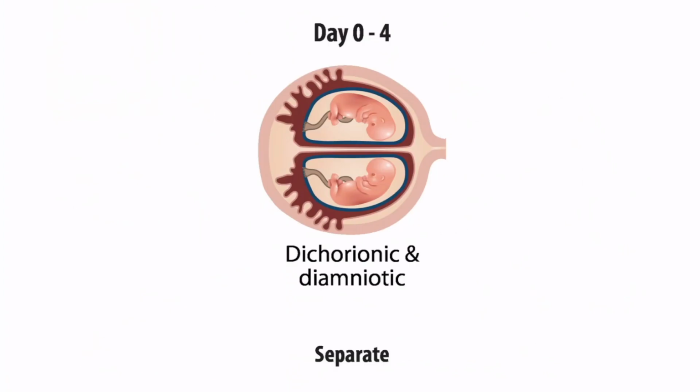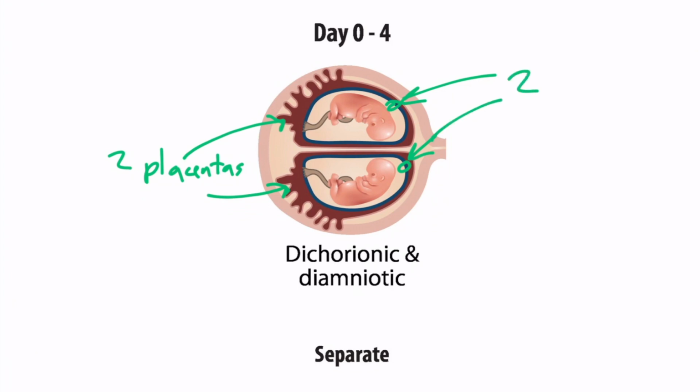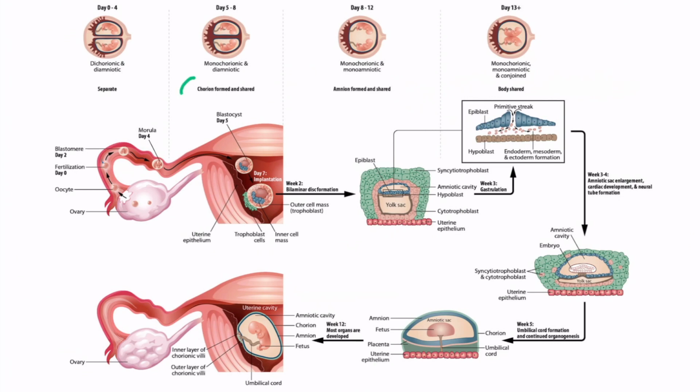Zooming up on this, we can clearly see 2 distinct placentas, and we can also see in this blue line 2 amnions. So they will be dichorionic and diamniotic. Now let's go back and look at the C stage, where the chorion is formed and will therefore be shared. And this will be the result if division occurs at the blastocyst stage, which occurs between days 5 and 8.